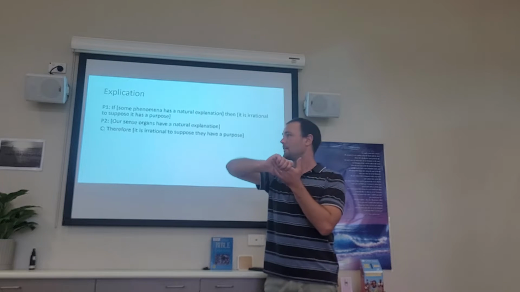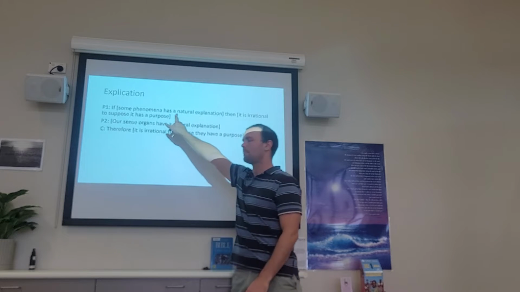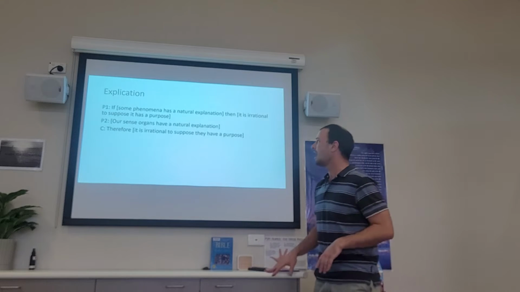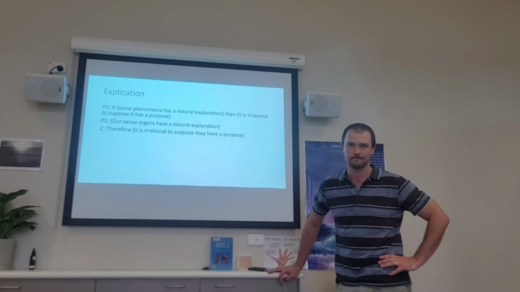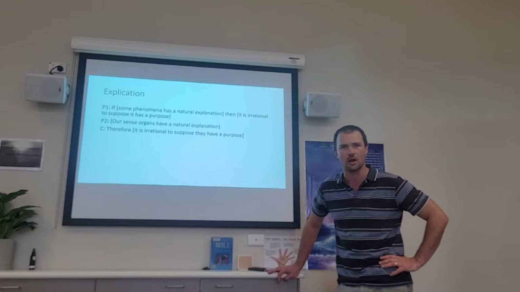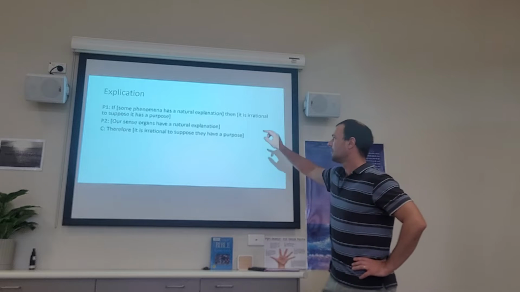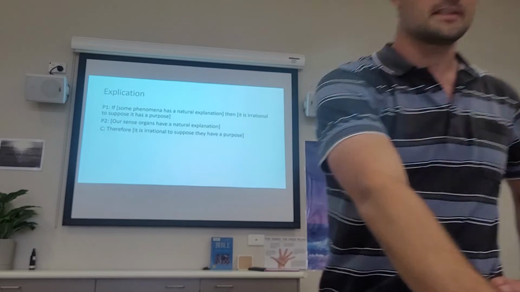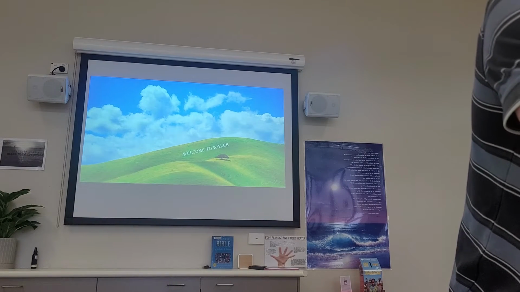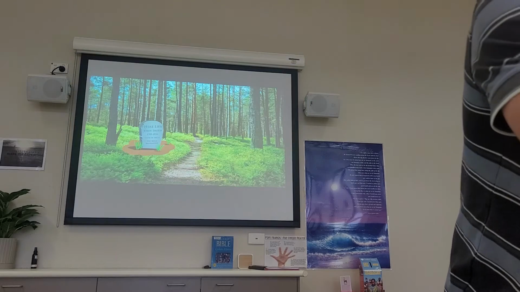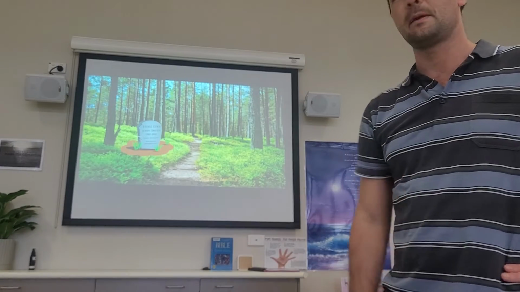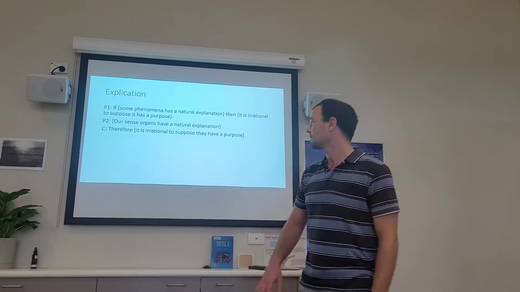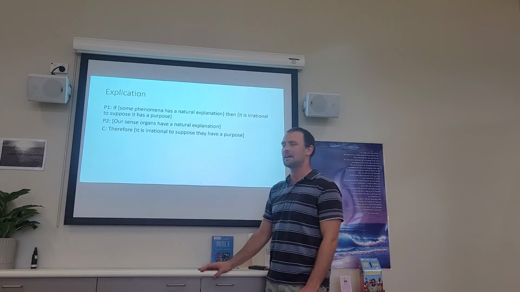They give rise to this first premise. If some phenomena, that means any event, any object, if some phenomena has a natural explanation, so asteroids falling from the sky, the bird pecking into the grave, then it is irrational to suppose it has a purpose. If that sign fell from the sky, it's irrational to suppose it's a sign. If the gravestone exists because a bird pecked it out, it's irrational to suppose it's a gravestone. So if some phenomena has a natural explanation, then it is irrational to suppose it has a purpose.